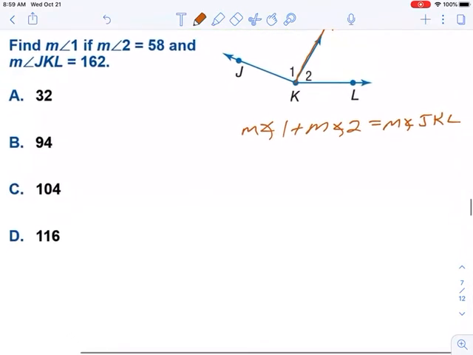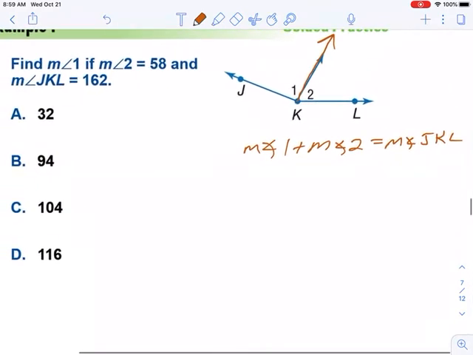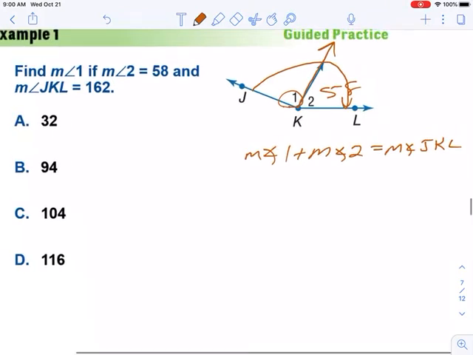All right. Find the measure of angle 1, so we're finding this one. If the measure of angle 2 is 58, and the measure of angle JKL is 162. So from here all the way around to here is 162. Get your hand off the screen. What's going on? Oh no, don't freeze up on me. Whew.